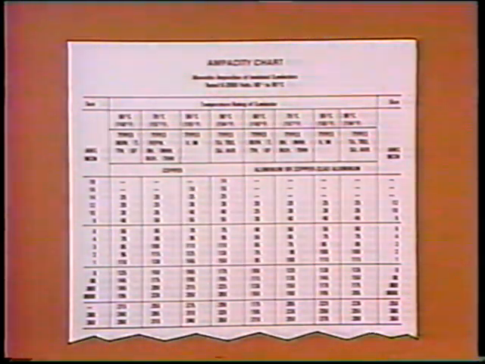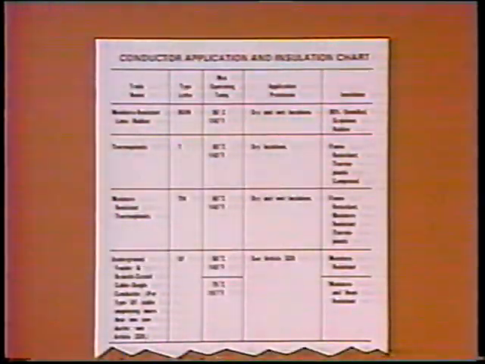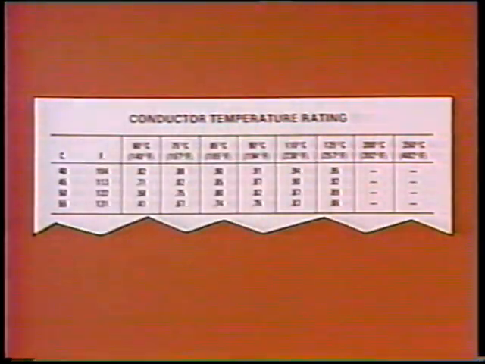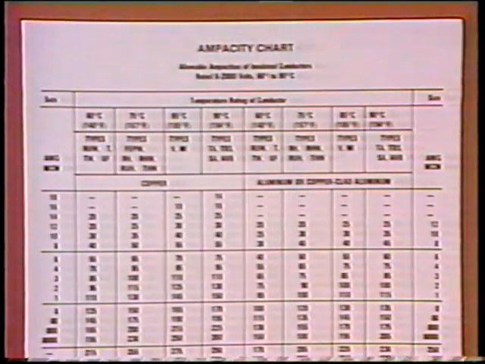We'll be looking at simplified versions of the charts. Complete charts are provided in your text. There are 3 charts in all. The first one shows allowable ampacities. The second shows insulation types and applications. And the third shows derating correction factors that are used to derate a conductor. Okay, let's begin with the allowable ampacities chart.